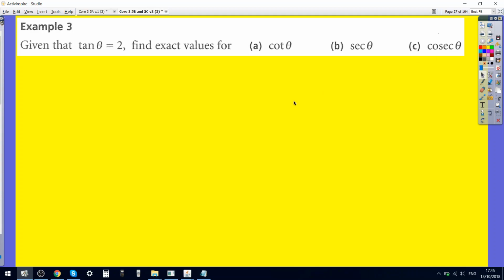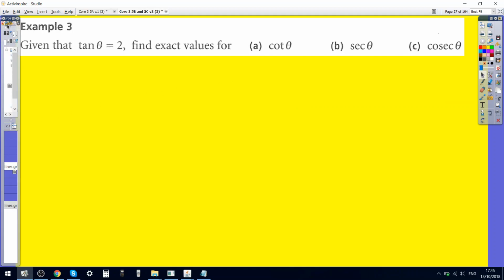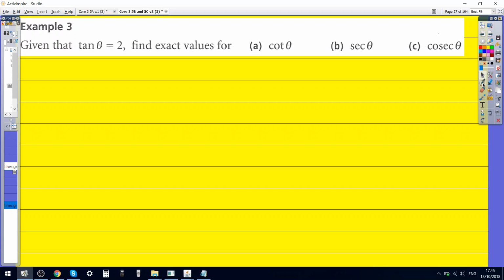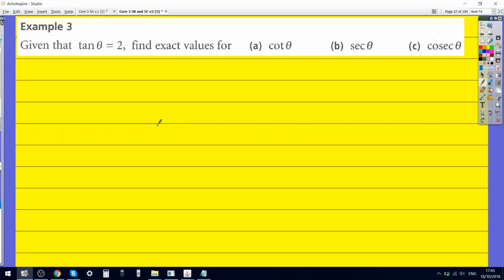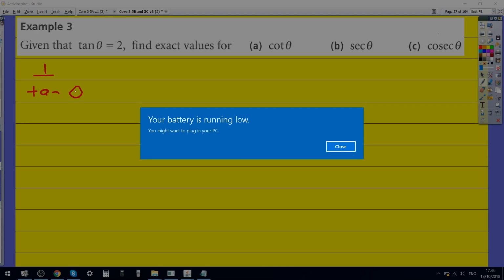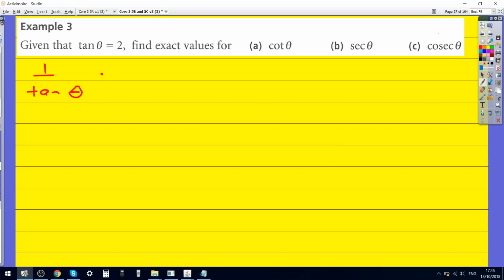Got it. Okay. Tan theta equals 2. Find exact values for the following. How do we do this? Try. Well, it's 1 over tan 2, isn't it? Yes. And so what is the answer for A? I have to plug this in. 28.6. Exact value for part A.